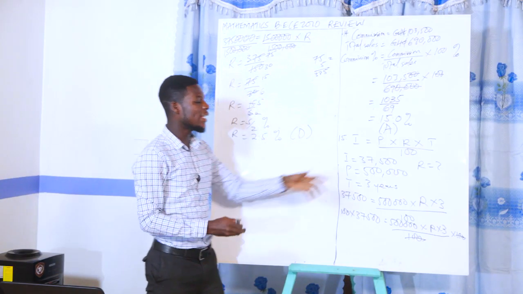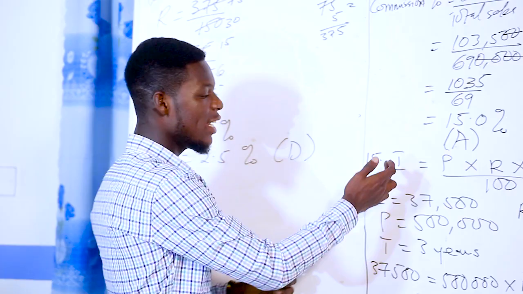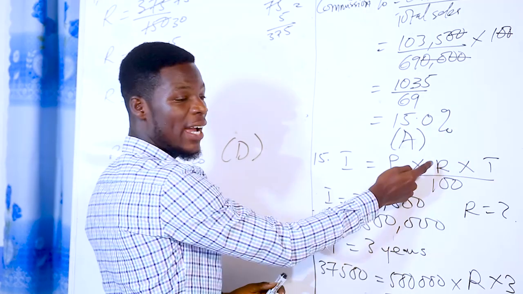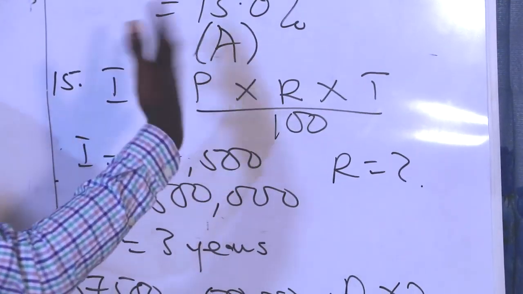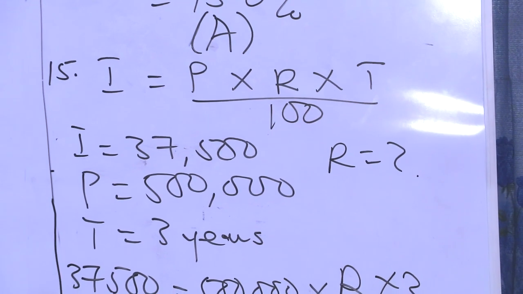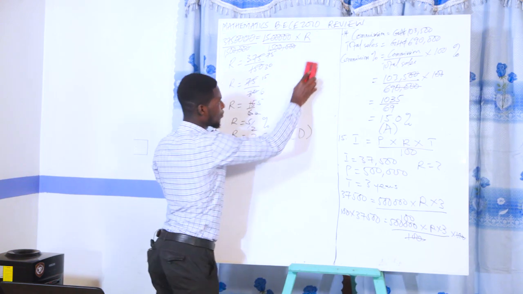Now, you shouldn't forget this formula because it's a general formula for interest. So when you are given interest, principal, and time, you can find rate. When you are given interest, rate, and time, you can find principal, and so on and so forth. All right, so that ends our question 15.